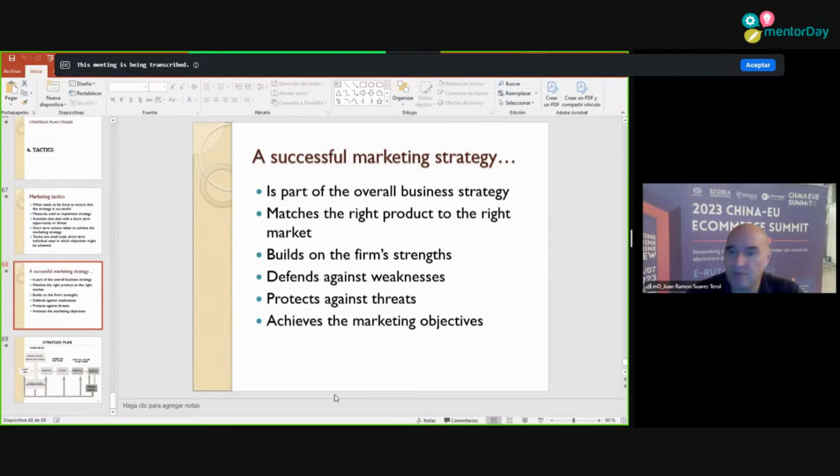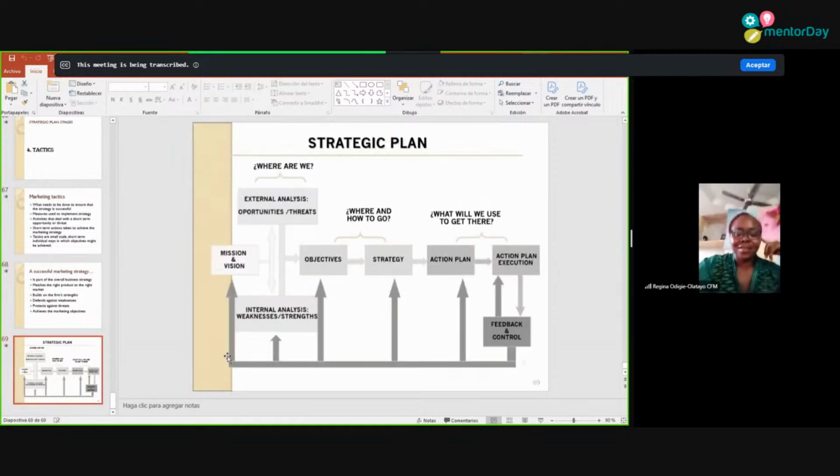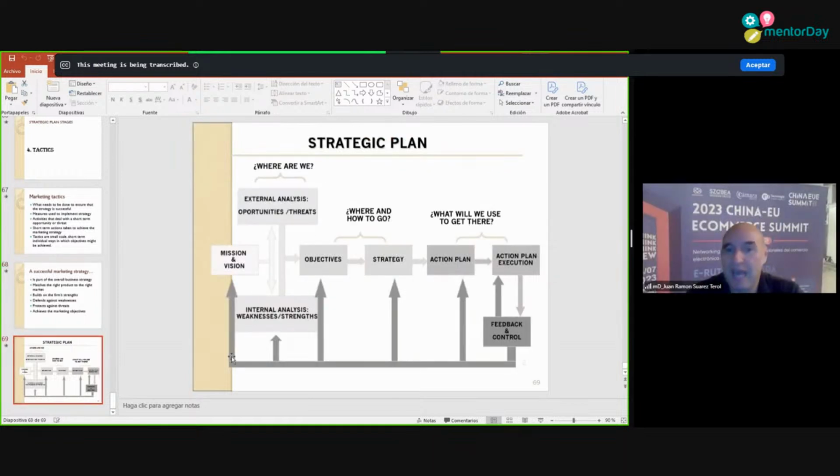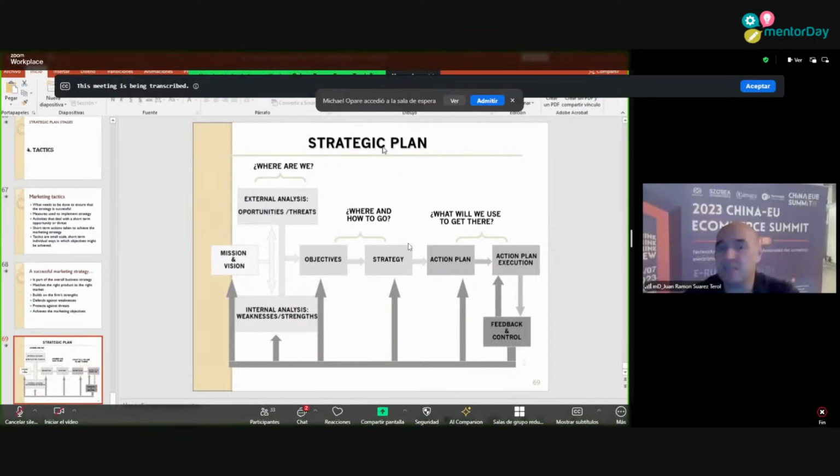Okay, thanks, Regina. And this is basically, again, what we start with. This is the strategic plan. I'm going to pass this information on.